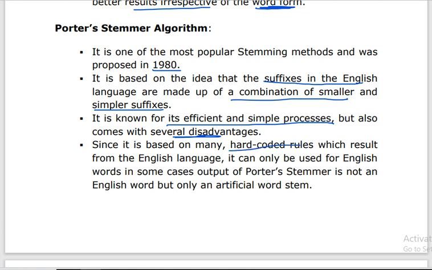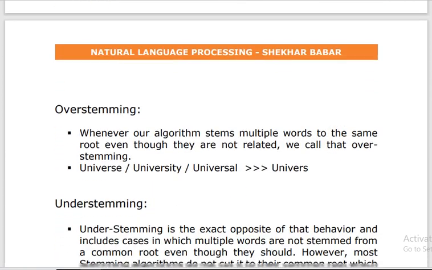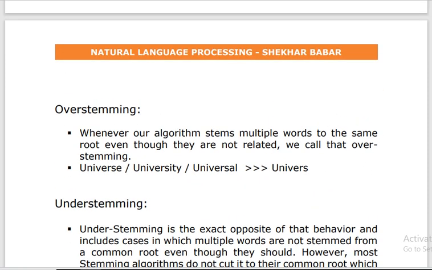Since it is based on hard-coded rules derived from the English language, it can only be used for the English language. Sometimes the output of the Porter stemmer is not an English word but an artificial word. Whenever we chop off the suffixes, the word becomes an artificial word, meaning a word you will not find in the English language.